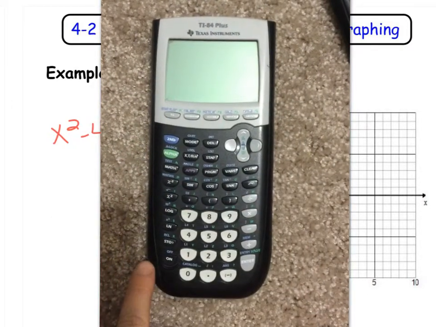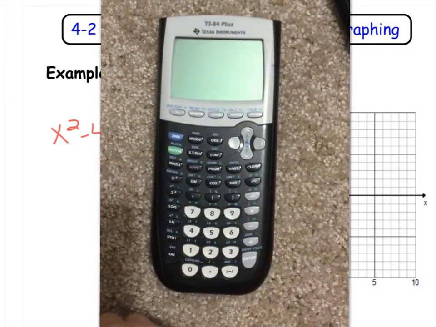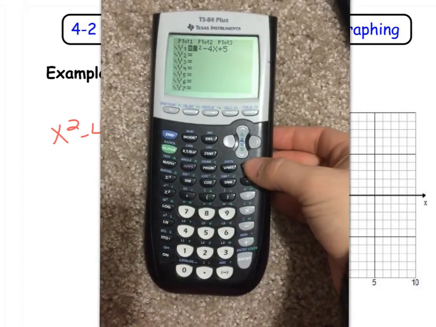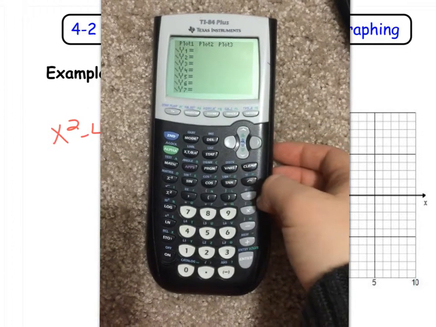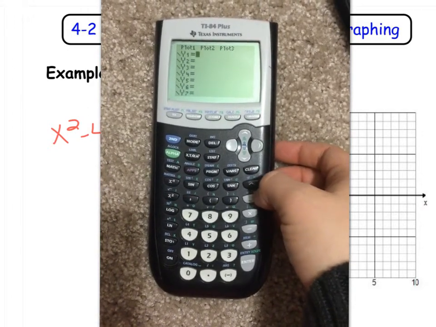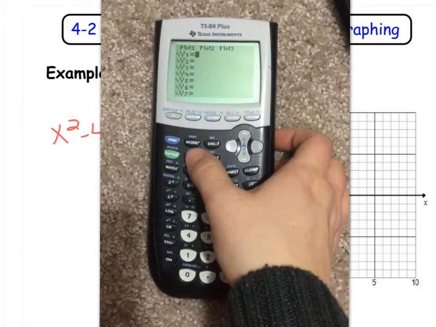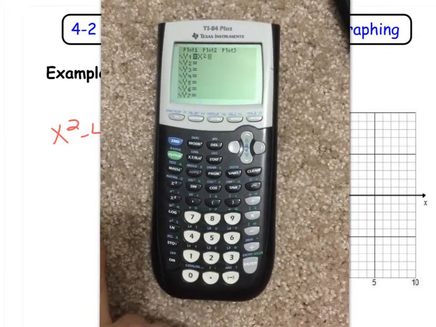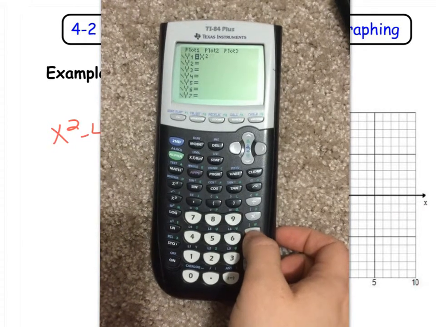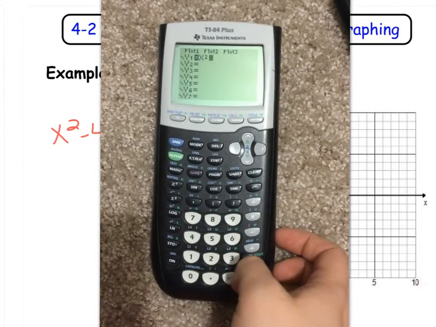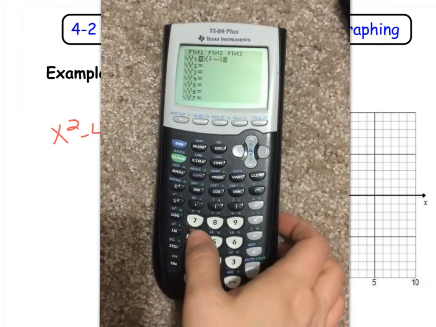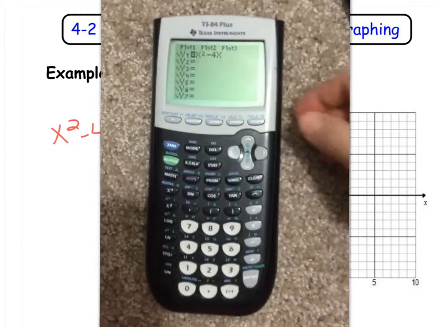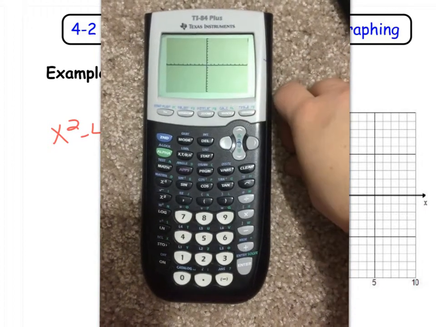Okay, so on your graphing calculator for this one, you're going to go to your y equals and make sure anything in there is cleared out. And you're going to type in your function. So for the first one, I'm going to do the positive one first. So your x, remember your x button's right here, x, and then squared's here. And then it was minus 4x. Hit enter, and then when you want to graph it, you hit graph.